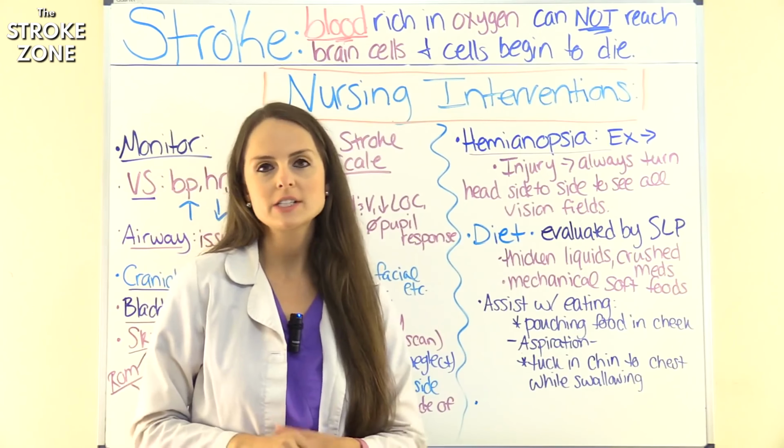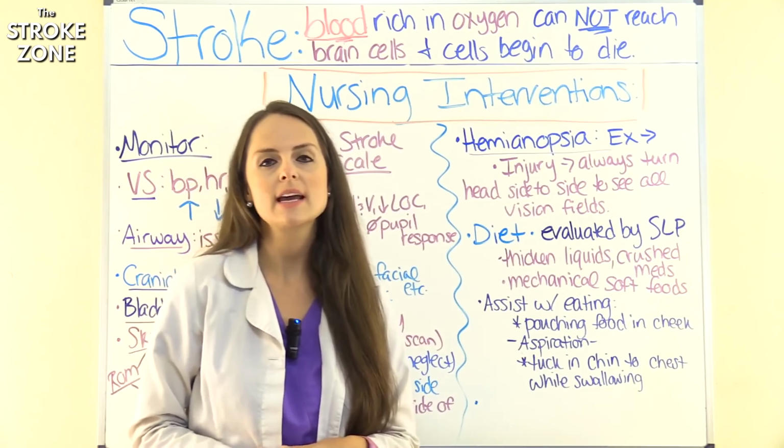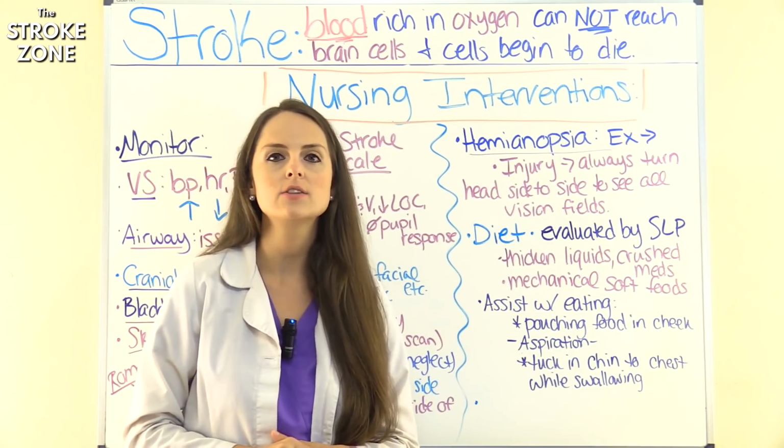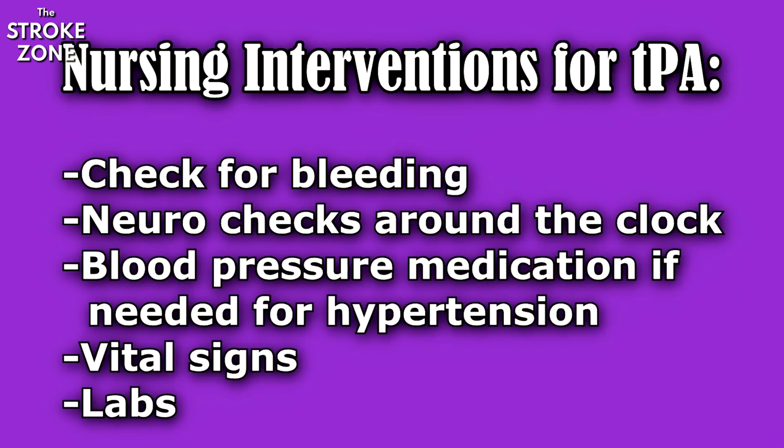Now let's talk about nursing interventions. Okay, say you have a patient, they've received TPA. What are you going to be doing as a nurse? What are you going to monitor them for? You want to monitor them for bleeding, and you will be doing around-the-clock neuro checks, checking their neuro status using the NIH stroke scale, which is what we're going to be looking at here in a second.